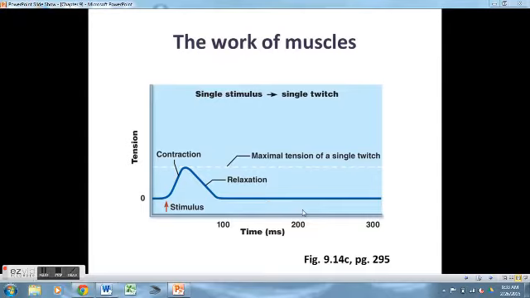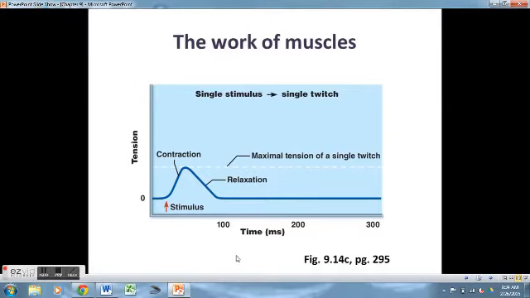So here's where we left off. We have looked at what it looks like when we stimulate a single motor unit. That means one nerve and all the muscle fibers it innervates, and we gave it one stimulus. We saw the latent period, or the lag time between the stimulus and when the muscle started to contract. We saw a very quick contraction, but a much slower relaxation process.